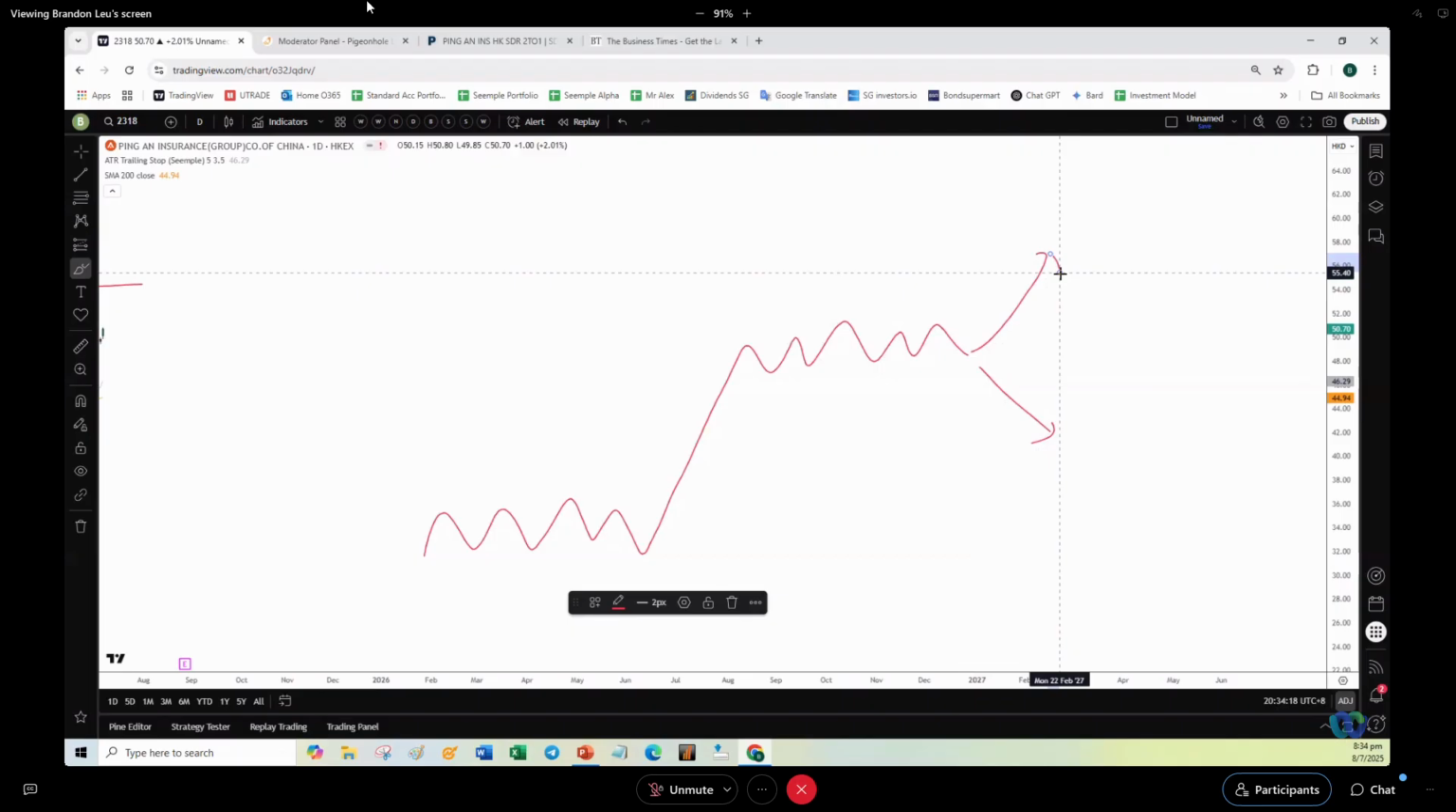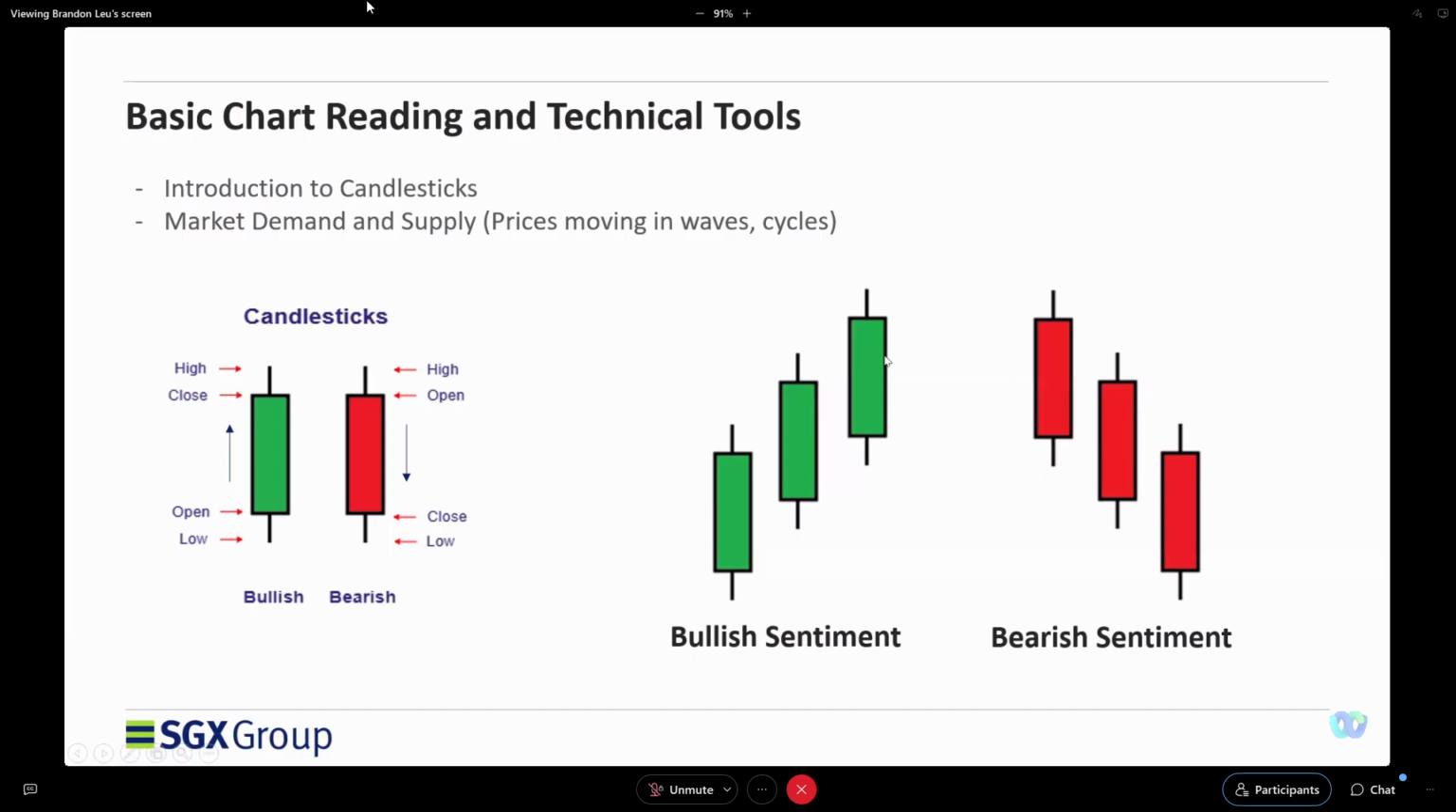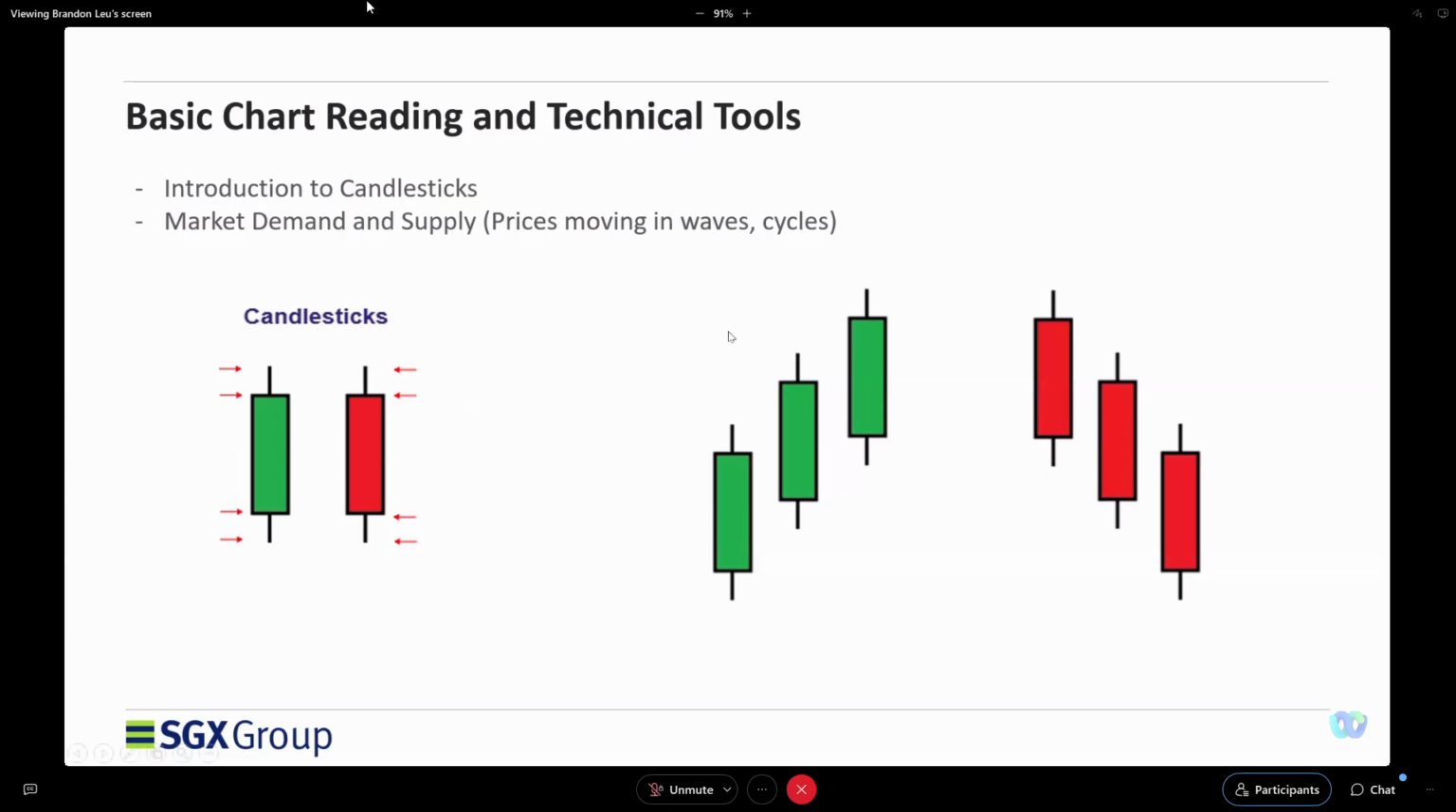So this is where we go back to our initial slide of demand and supply. If it is a bullish trend, if the price is going to break higher, naturally, when there's more demand, we will see more of the green candles. There will be more green candles developing towards the end.